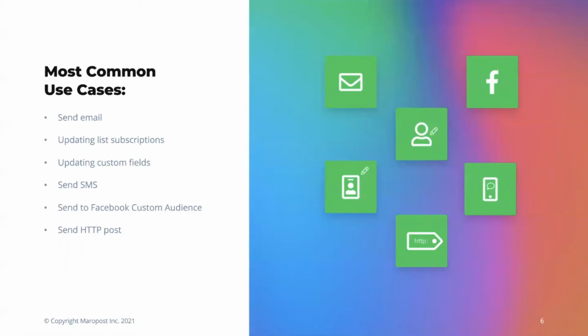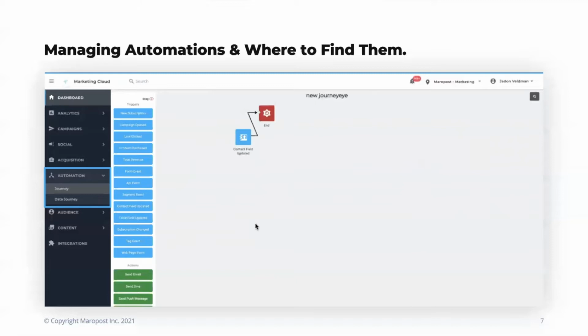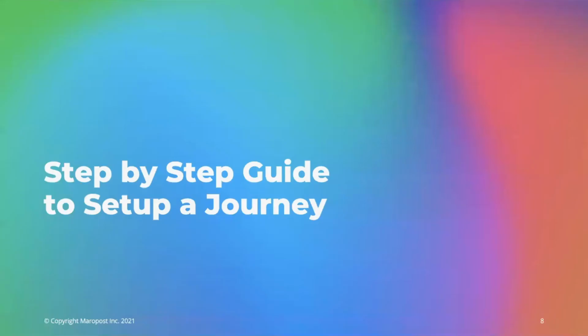You can create a new journey and manage your existing journeys on the Journeys index page. To access the page in the navigation, go to Automation and then select Journey. You can see this here in the blue box, we've got Automation and then down to Journey. Now we're going to move on to a step-by-step guide to set up a journey.